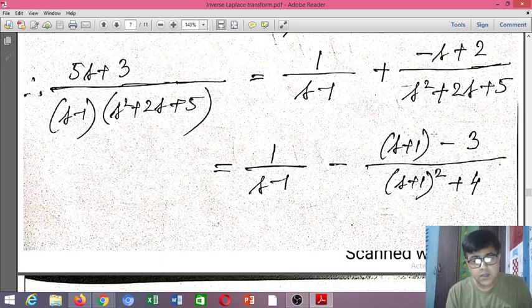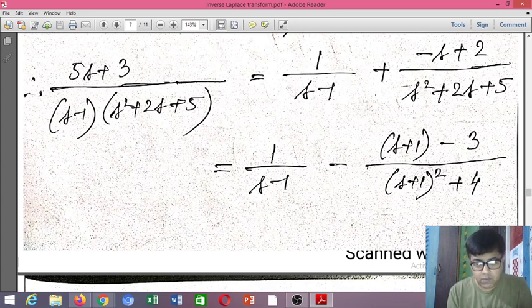And how can we do that? By adding 1 here and subtracting 3, because it will make it minus 2. Minus 3 plus 1 is minus 2, because it should be minus 2, because the minus was taken outside here. So now you see s plus 1 by s plus 1 whole square plus 4 is of the known form, and minus 3 by s plus 1 whole square plus 2 square is again a known form. So they are all known forms, and now you are in a position to take the inverse Laplace transform of this function and get the result out of it directly.